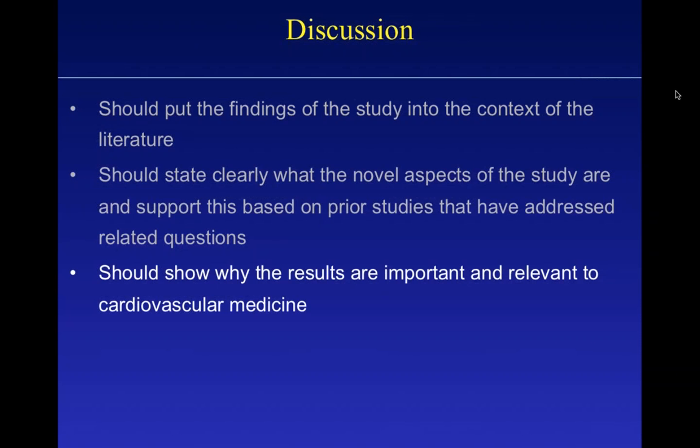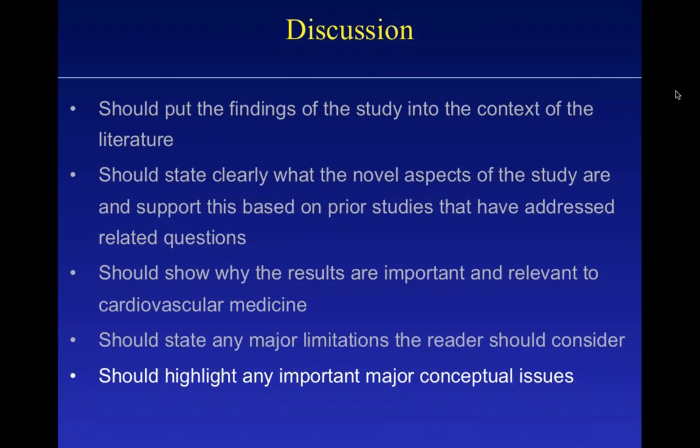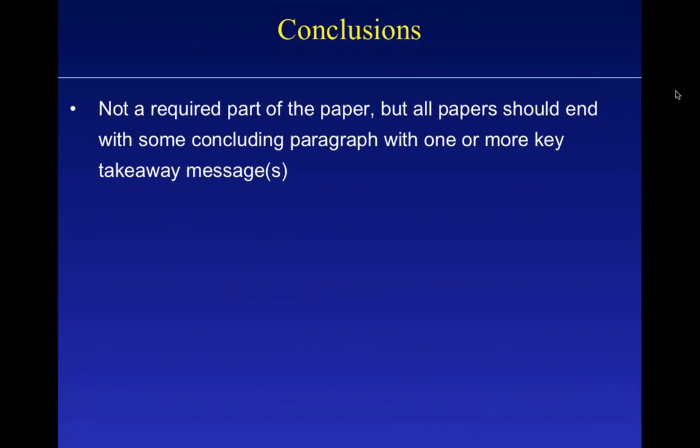The discussion should show why the results are important and why they're relevant to cardiovascular medicine. Obviously, the discussion should state any major limitations that the reader should consider, and as a reviewer, if there are important limitations that aren't mentioned, you should point them out. It should highlight any important major conceptual issues, whether issues raised by the paper or issues in the area that the paper addresses or that are important for understanding the findings.